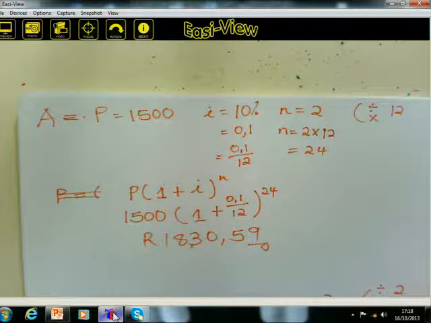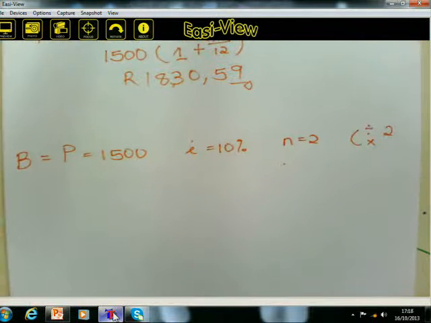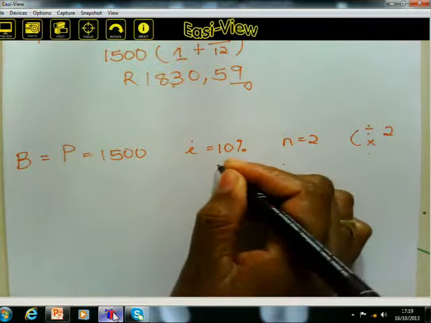So that's what you'll be getting for 1,500 for 2 years compounded monthly. And then we come to the second one. The same amount was invested, 1,500, at the same interest, which is 10%, for the same number of years, which is 2 years. The only difference is this one was compounded semi-annually. So semi-annually, let's go back.